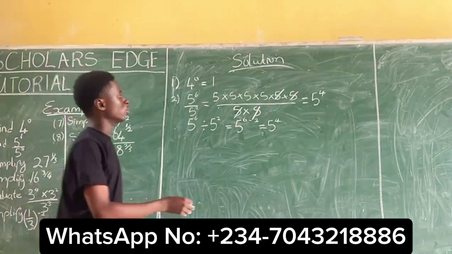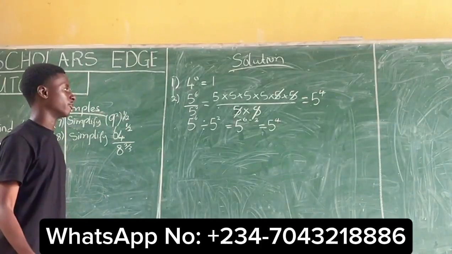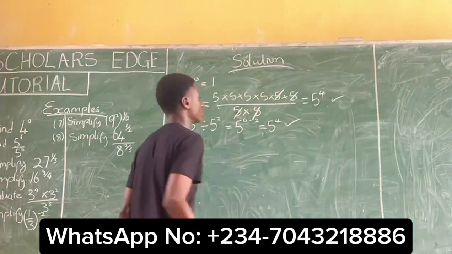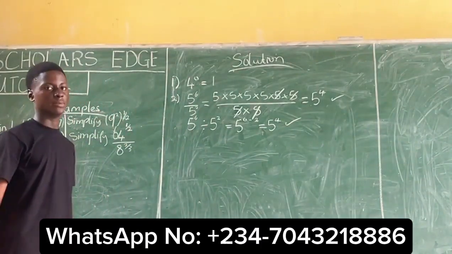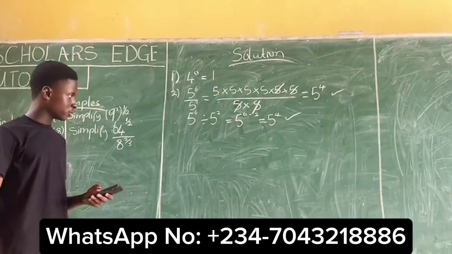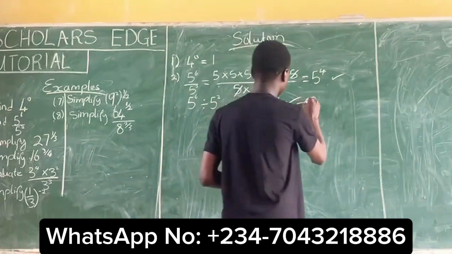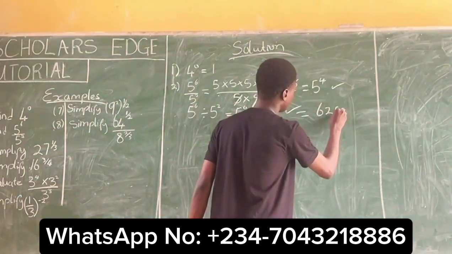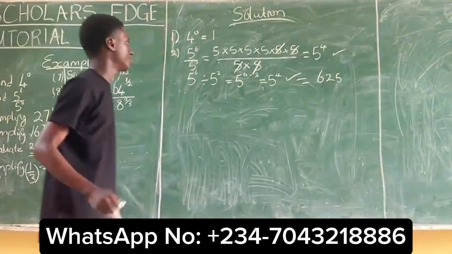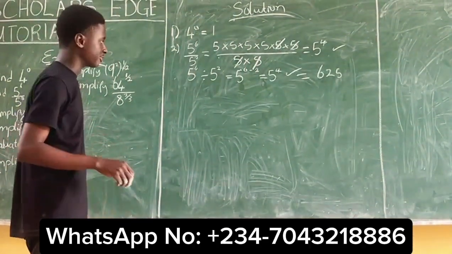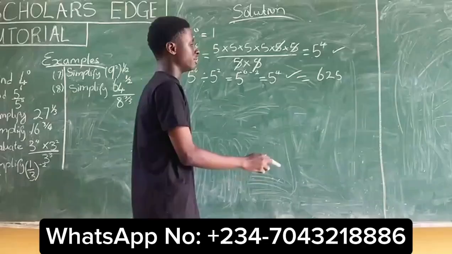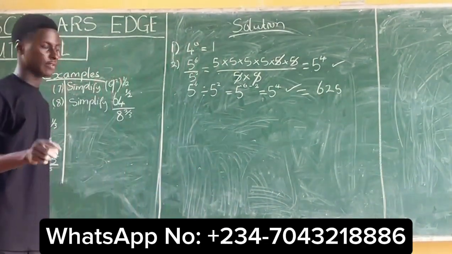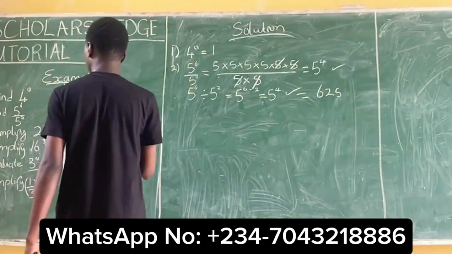Whichever method we want to use, either this method or this method, it will give you the same answer. So our final answer is 625. If you are told to leave the answer in index form, you leave it this way, whereas you can also leave it as 625, depending on the option given. Now let's work on number 3.